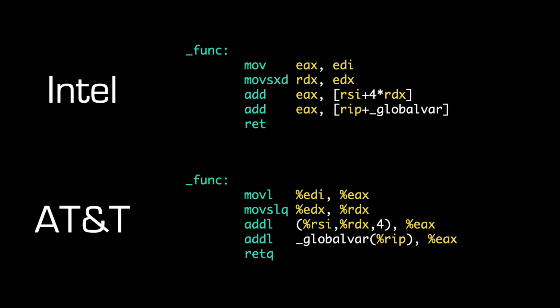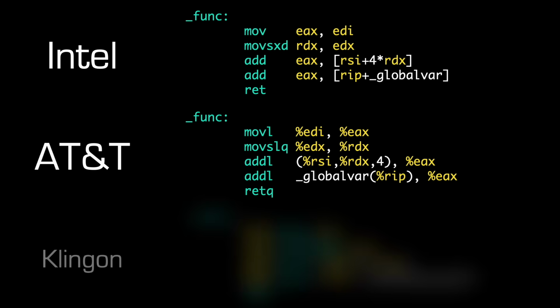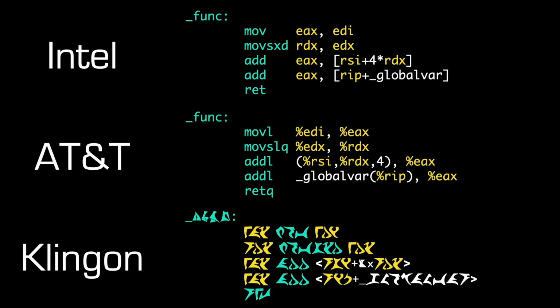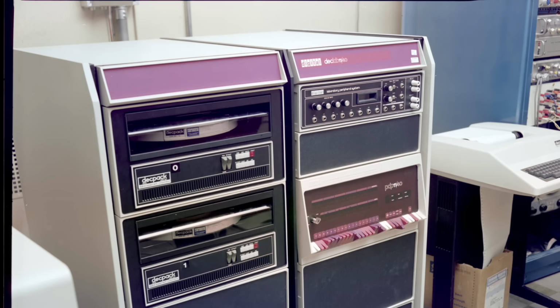Why did AT&T invent their own syntax anyway? And why do some people say you haven't truly experienced x86 until you've assembled it in the original Klingon? Let's start with the AT&T syntax.